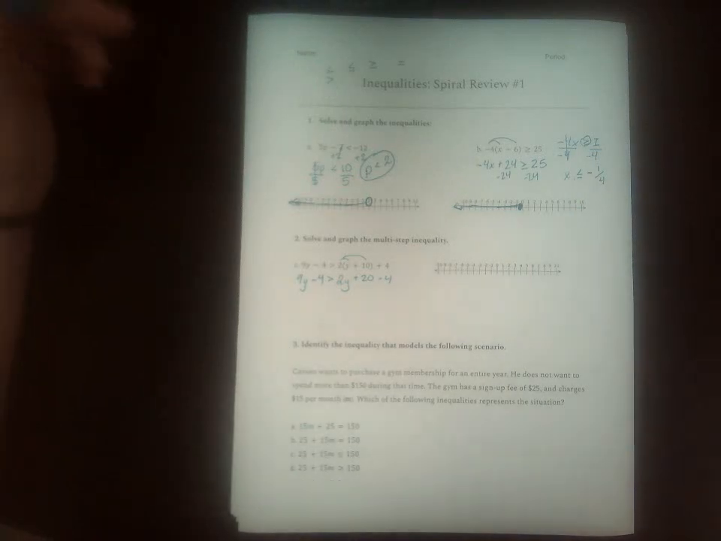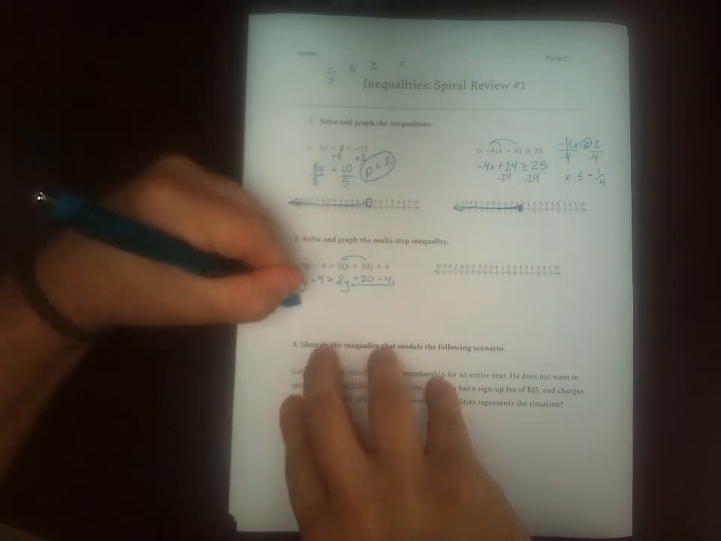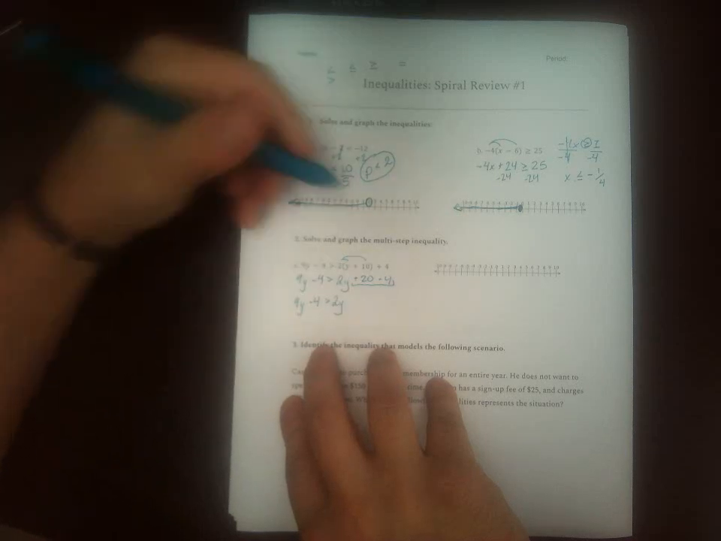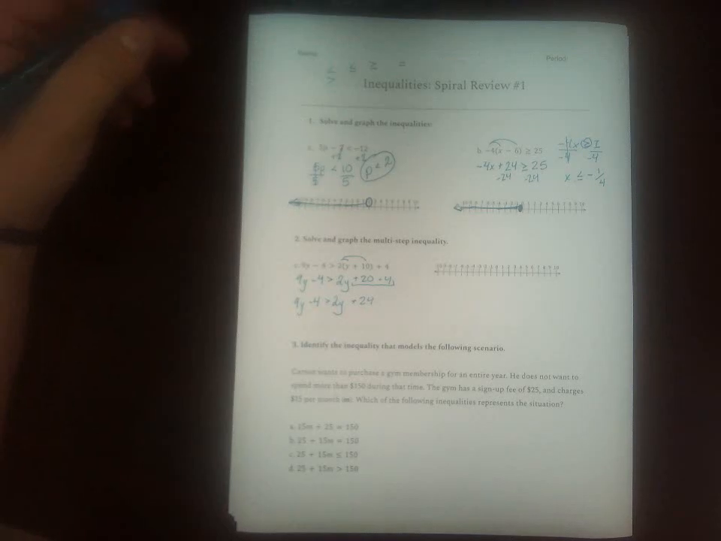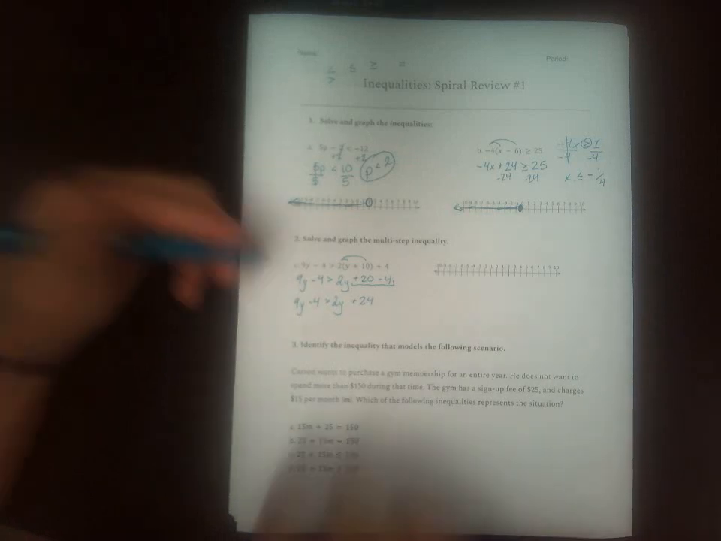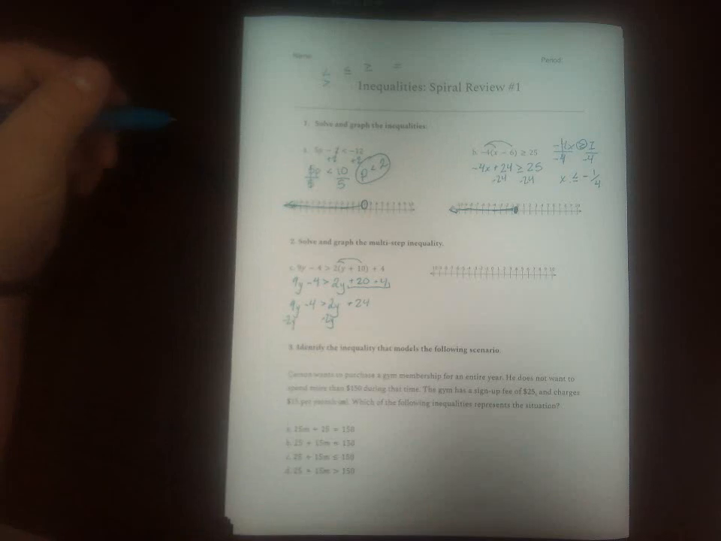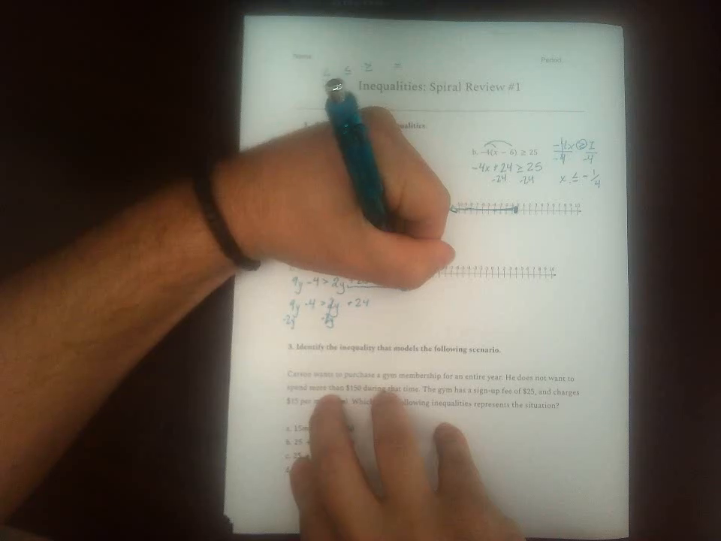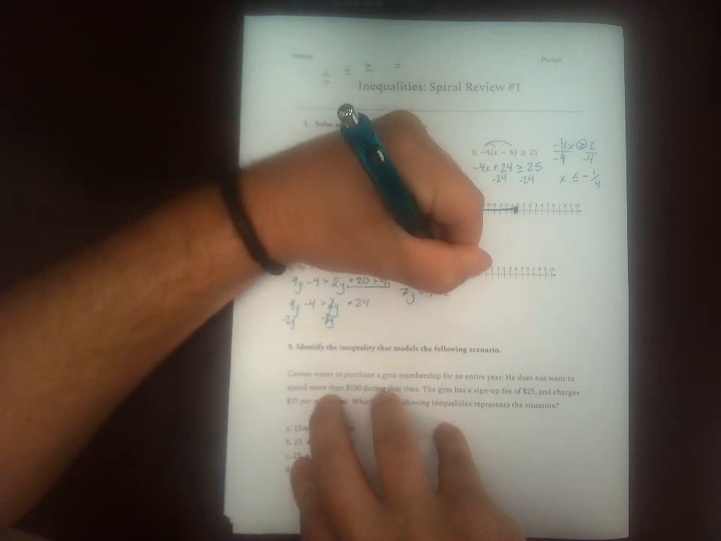Now what do we do here? Well, let's just combine our like terms. All right, 9y minus 4 is greater than 2y, okay, plus 24. Now if this were an equation at this point, what would you do? Well, what we would do is we would subtract 2y, right? We want to get the variable to one side of the equation. Okay, now that is going to give us 7y minus 4 is greater than 24.